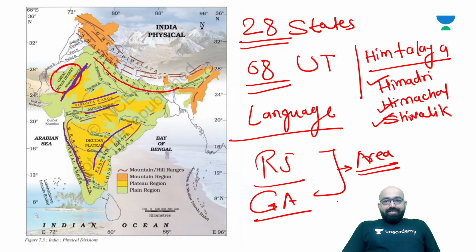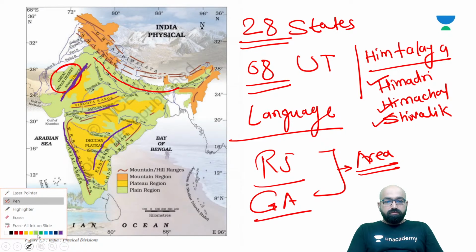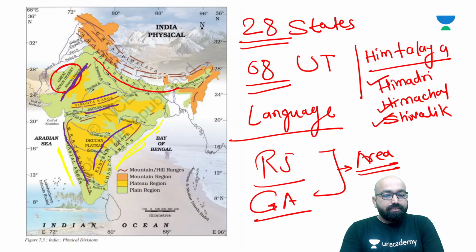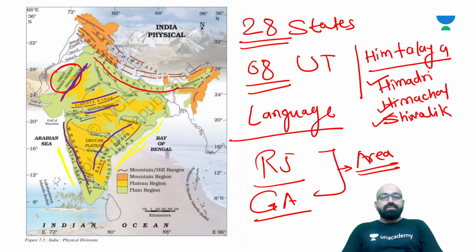To the west of the Western Ghats and the east of the Eastern Ghats lie the coastal plains. Mark them with the yellow lines. These are the coastal plains. Now friends, the western coastal plains are very narrow and the eastern coastal plains are much broader.